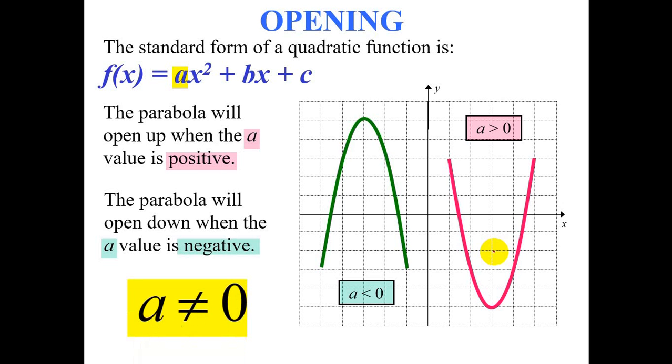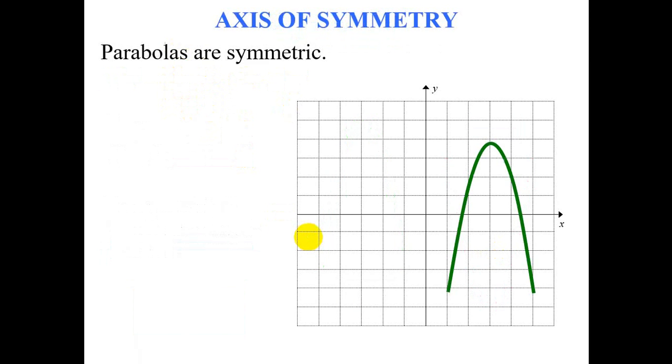So we have to take note that a must not be equal to 0. Why? The quadratic term will be removed if a is equal to 0, and it's not anymore a quadratic we have without the presence of the quadratic term.